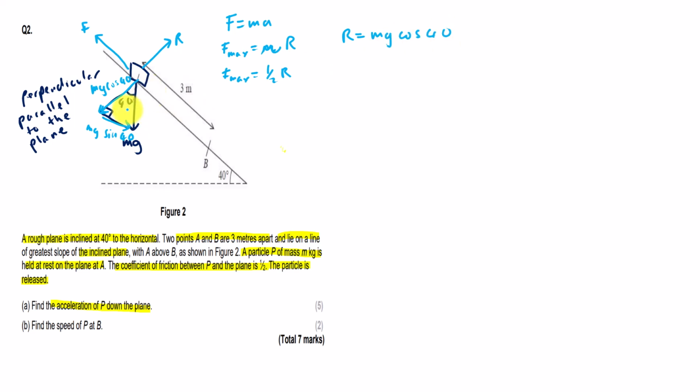That's the only force acting perpendicular to the plane, I mean. So that's step 1. Now parallel to the plane, and we use that as the positive direction because it's going to be sliding down. So what do we have? We have mg sine 40 minus F, that's our forces, equals our mass times acceleration, ma.